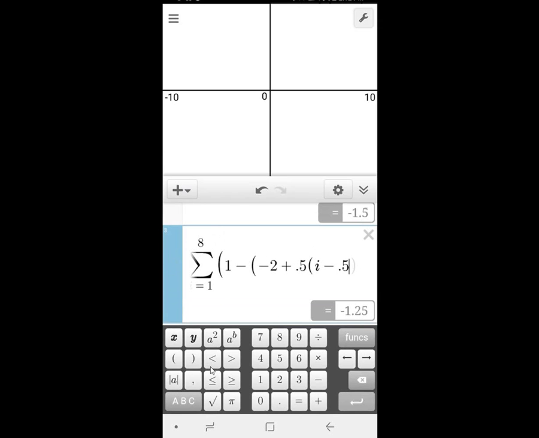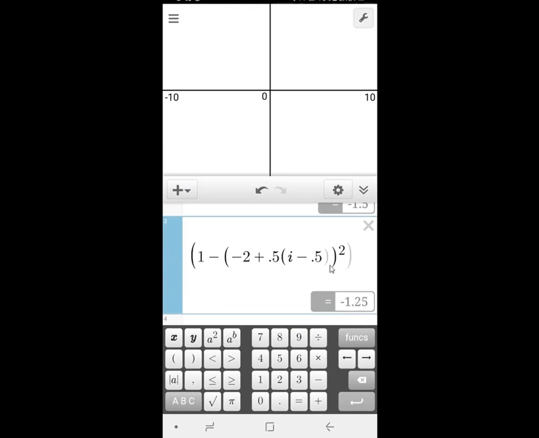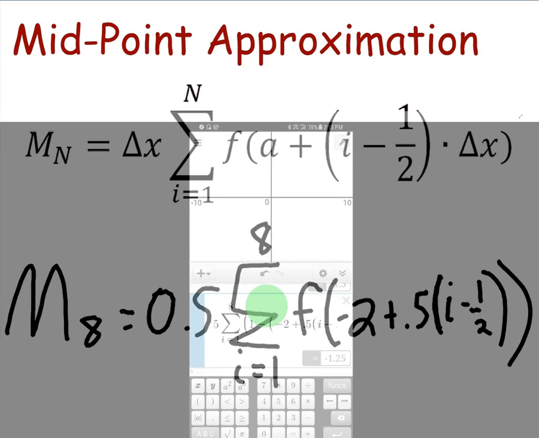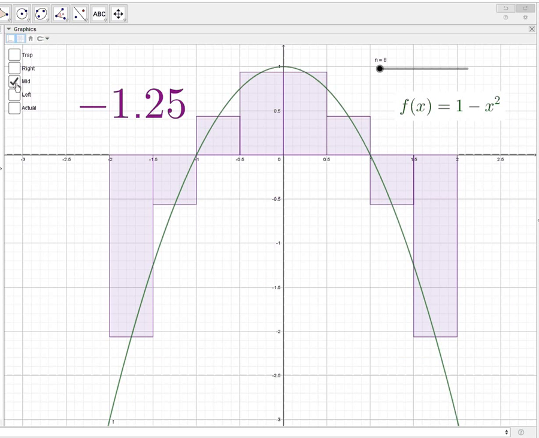Okay. Now you can't see the entire formula. I wonder what happens if I flip this. Okay, I was able to move it over so you can see that what's being squared is the a, or the -2, plus change in x times I minus 0.5. That's what's being squared. And over here on the left, we have the summation notation. And before that, we had the width of each rectangle, and it gives us the approximation of -1.25. Now again, that's actually closer than the left and right.